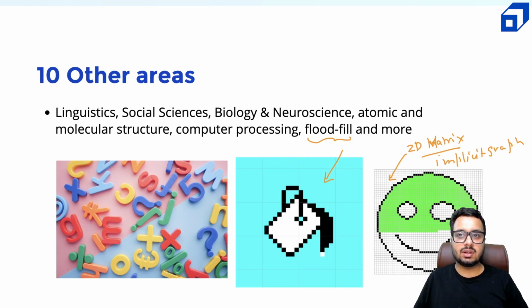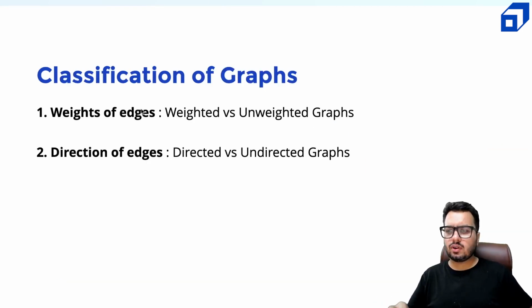Next, we will dive into the more technical concepts and understand how a graph can actually be created and stored inside the memory. Next thing I want to talk about in graphs is classification of graphs. Though we have talked briefly about weighted and unweighted graphs, let us try to understand with some more examples. Basically, there are two criteria for classifying graphs. One is weight of edges.